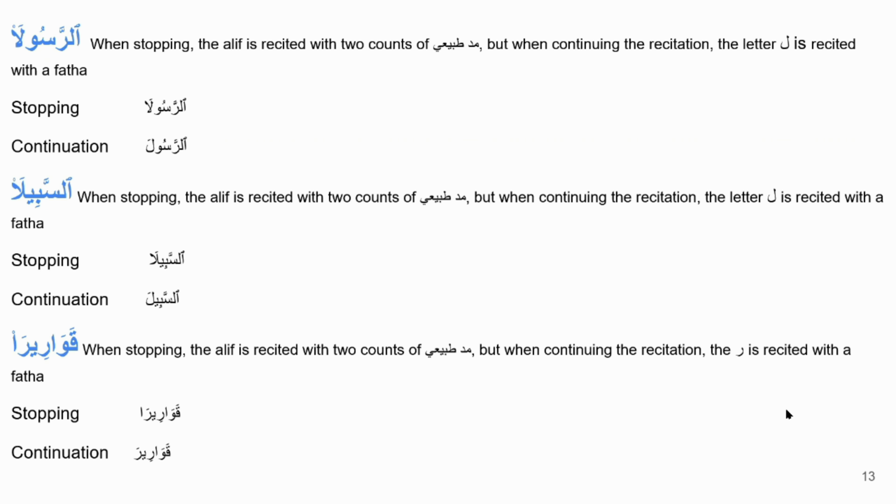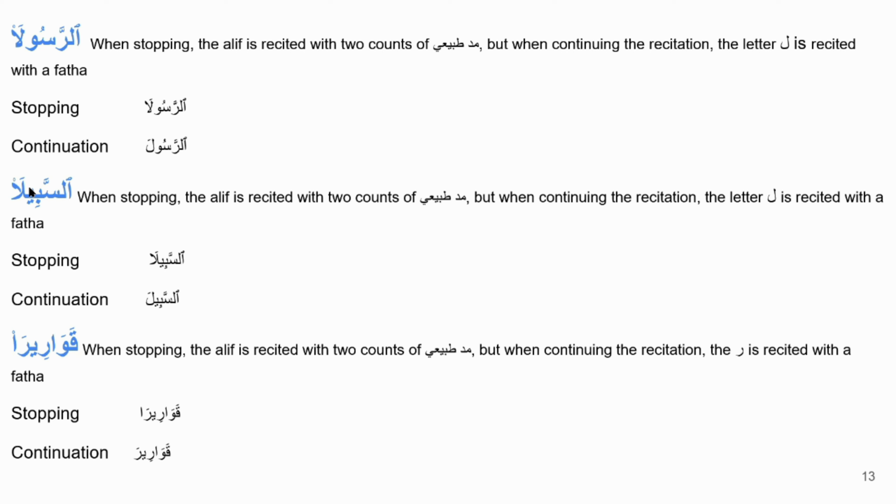And the next word is ar-rasula, that appears in Suratul Ahzab, ayah number 66. And you can see the sign of oblong zero on letter Alif, which indicates that we recite this Alif upon stopping with two counts of Maddu Tabi'i like this, ar-rasula. But upon continuing the recitation on this word, letter Lam is recited with a Fatha only like this, ar-rasula.